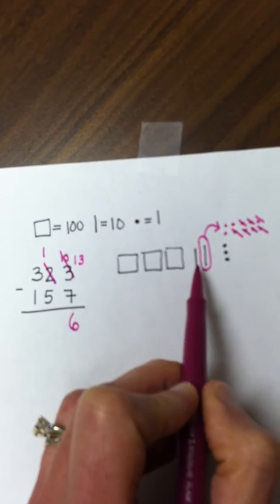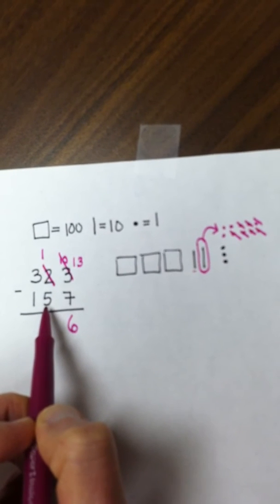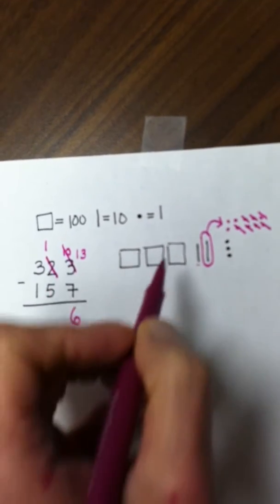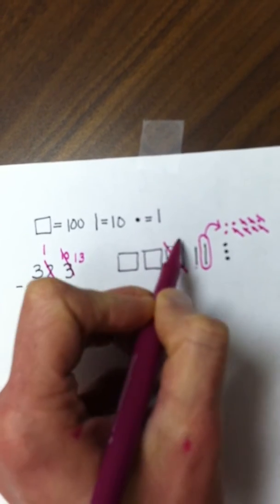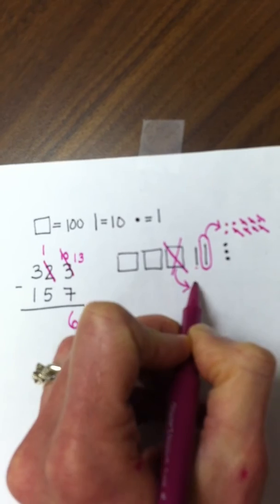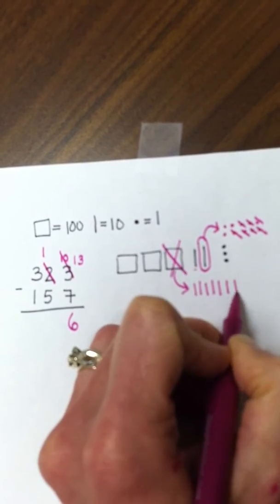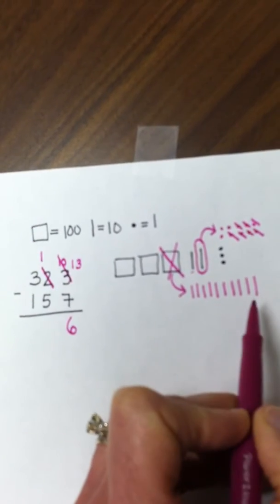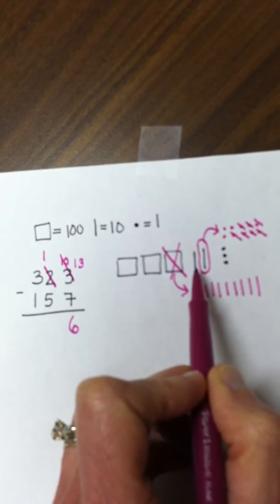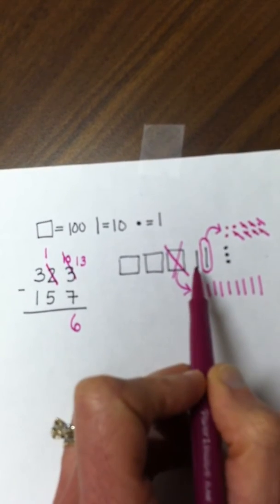Now I have 1 ten left, but I'm being asked to take away 5 tens. Don't have enough, so I have to borrow or regroup. So I'm going to cash in this 100, and when I cash it in, I'm going to get 10 tens. 1, 2, 3, 4, 5, 6, 7, 8, 9, 10. So I can see I have 10 tens plus the 1 I already had. That's 11 tens to work with now.